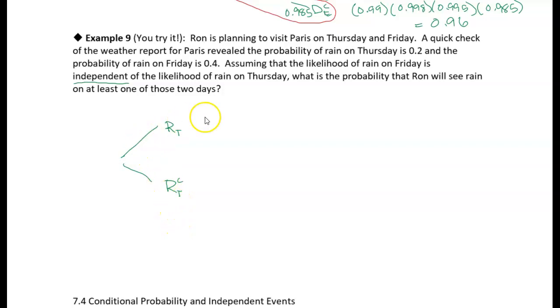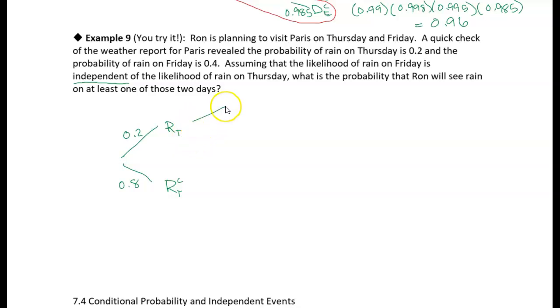The probability of raining on Thursday, we're told, was 0.2, so the probability of not raining would be 0.8, right? Because they have to add up to 1. It's either going to rain or not rain, so the probabilities have to add up to 1. All right, so that's Thursday.